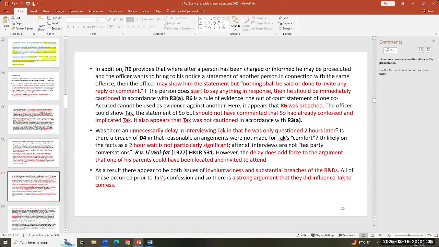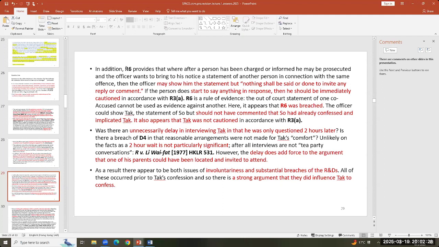We also have Rule 6, which says that they can show TAC So's statement, but nothing should be said or done to invite any reply or comment. And if the person does say something in response, they should be immediately cautioned in accordance with Rule 3. This is basically a rule of evidence: what A says against B out of court cannot be used in evidence against B, only as evidence against A. So they can show TAC the statement, but they should not have commented that So's already confessed and implicated TAC. And it also appears that TAC was not cautioned.